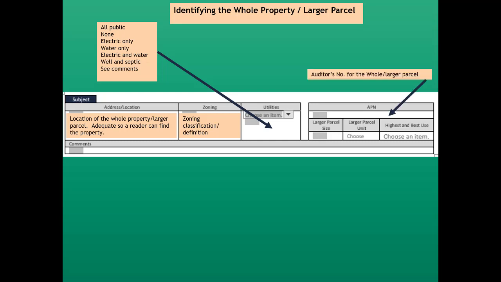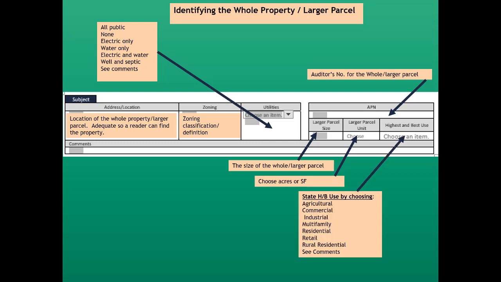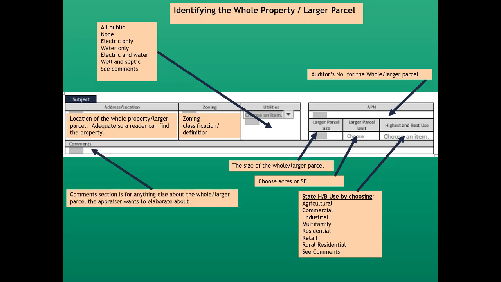The next is you need to put in the auditor's parcel number for the whole. You need to put in the size of the whole. You need to choose either acres or square feet for the size. And then you need to insert the highest and best use. And you also have items that you can choose from: agriculture, commercial, industrial, multifamily, and so on. And the last square is the comments section, and it's for anything else about the whole property that the appraiser wants to elaborate about.